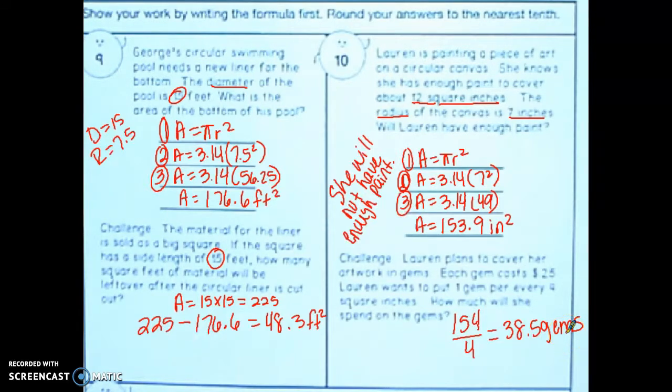We're going to multiply 38 times the 25 cents. And that is $9.50. She can't put half of a gem on there. So I'm just going to do the 38 whole gems that she has times 25 cents. And that will be $9.50.